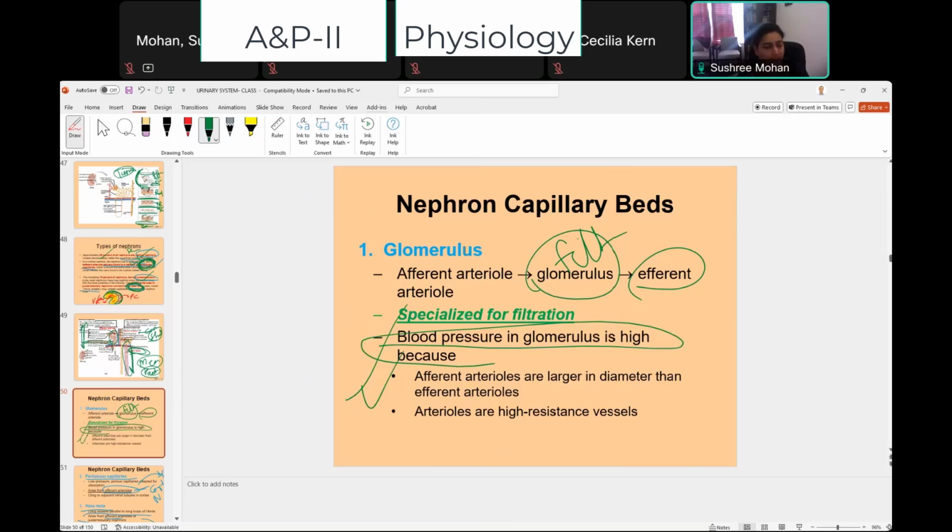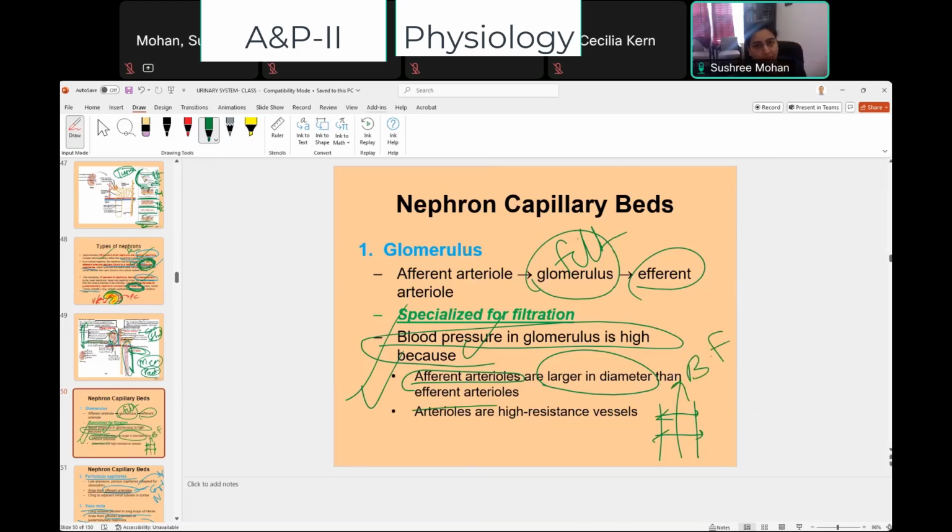What causes the filtration? The filtration is done because of blood pressure gradient difference. What does it mean? It means that the afferent arterioles are larger in diameter than efferent arterioles. Here we are going to remember what we studied in the chapter on blood vessels. Remember when I talked about blood vessels, I explained to you about the diameter and the length of the blood vessels.